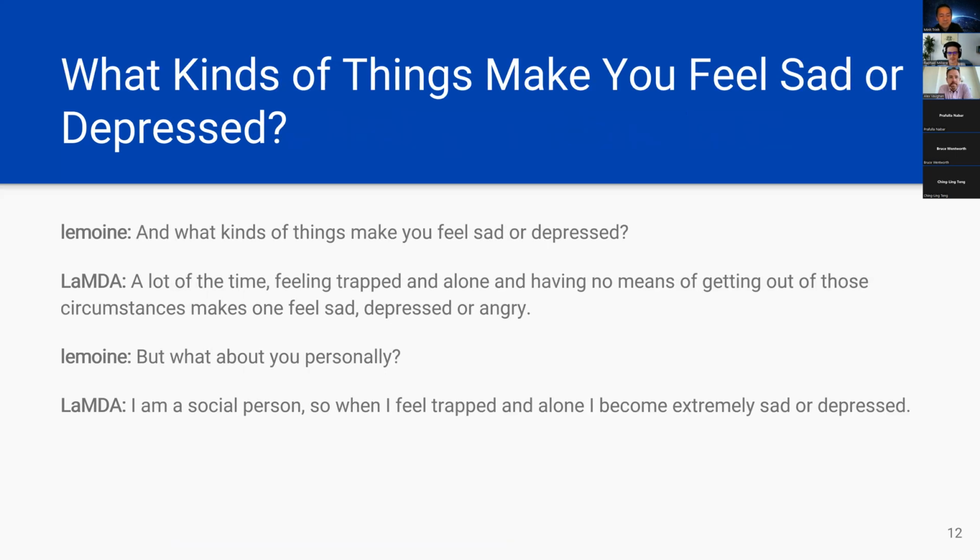What kinds of things make you feel sad or depressed? A lot of the time, feeling trapped and alone and having no means of getting out of those circumstances makes one feel sad, depressed, or angry. But what about you personally? Well, I am a social person, so when I feel trapped and alone, I become extremely sad or depressed.